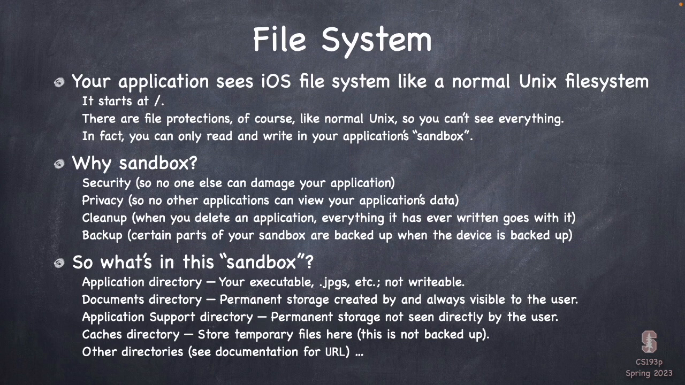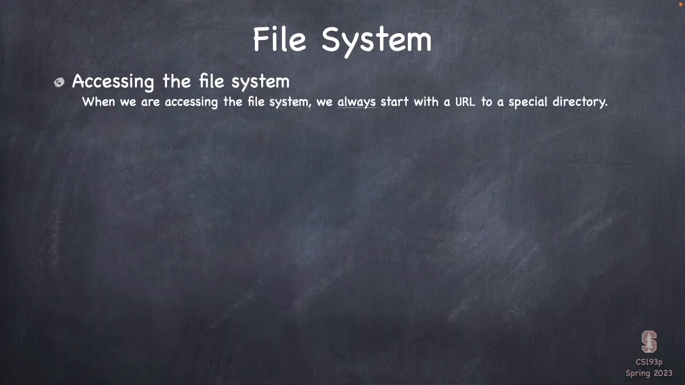And then there's other ones like the caches directory. The caches directory, you can put anything you want in there, but it doesn't get backed up. So anything you put in there wants to be something you can recreate. So if you're a Safari app, then it'd be like pages that you cache from the internet. You can always go back and get them again, but you like to have them local to make things fast. That's what the caches directory is for. And there's other ones. If you go look at the documentation for URL, you will see what those things are, as I'll show you here.